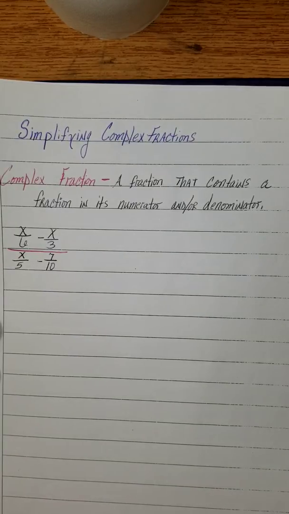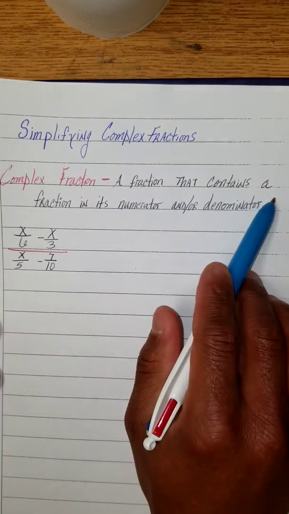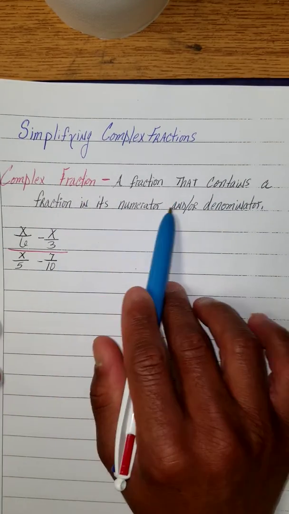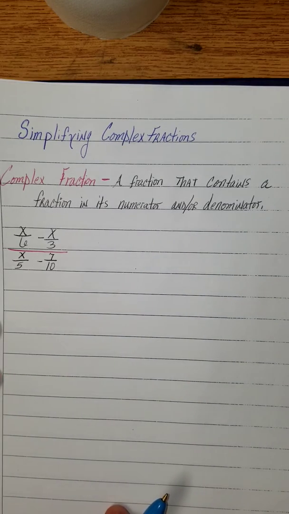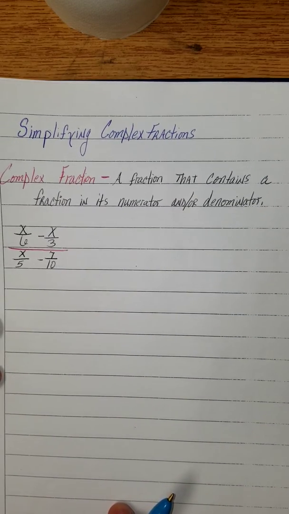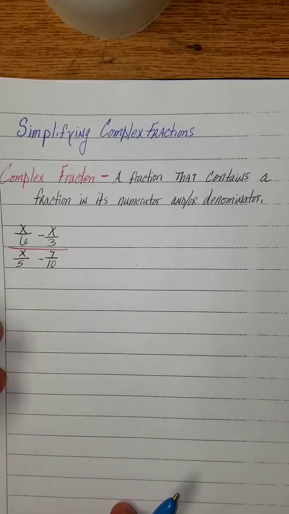This is Mr. Holmes getting ready to talk to you guys about how to simplify complex fractions. What I would like to do again is to start off with the definition of a complex fraction. By definition, a complex fraction is a fraction that contains a fraction in its numerator and/or denominator. This is my second video on simplifying complex fractions. If you have not seen my first one, I would strongly suggest that you start with that one first before looking at this video.